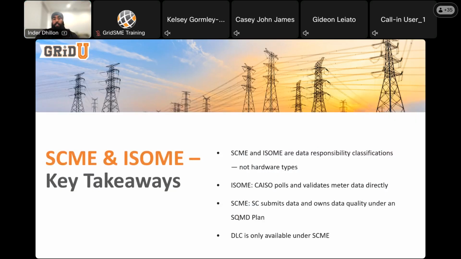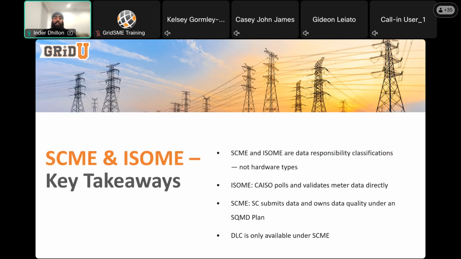And just to quickly summarize the ISOME and SCME section, these classifications describe who is responsible for meter data quality and how the data reaches CalISO. They do not describe the physical metering hardware. ISOME means CalISO takes direct responsibility through polling. SCME means the scheduling coordinator takes responsibility through a managed submission process governed by the SQMD plan.